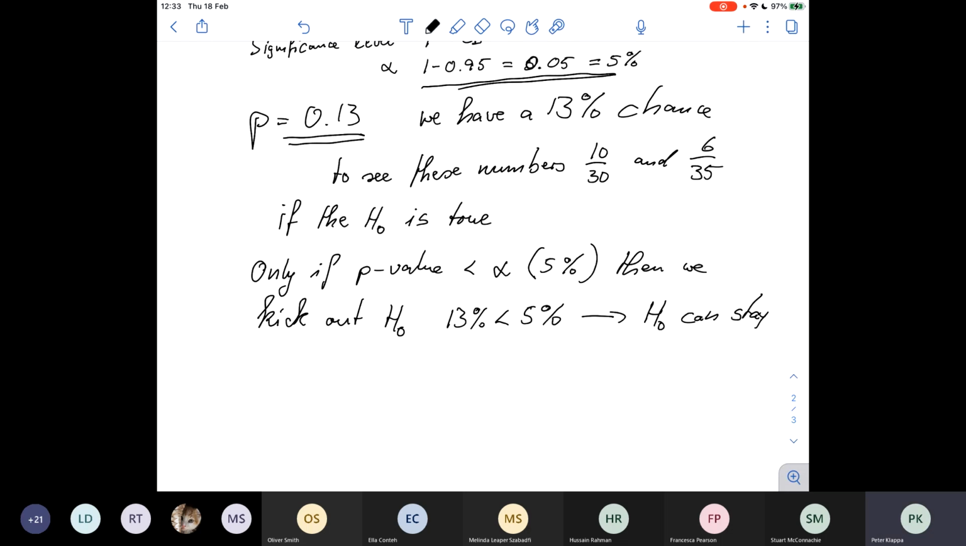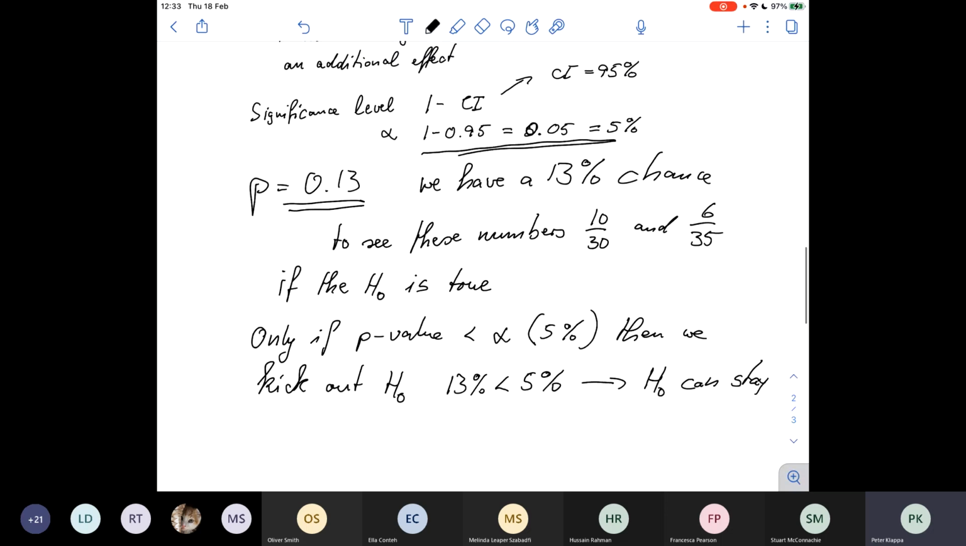Where did I write that? It is 1 minus confidence interval. Or in other words, the confidence interval plus this significance level alpha is always 1.0, if you like. Does that make sense?